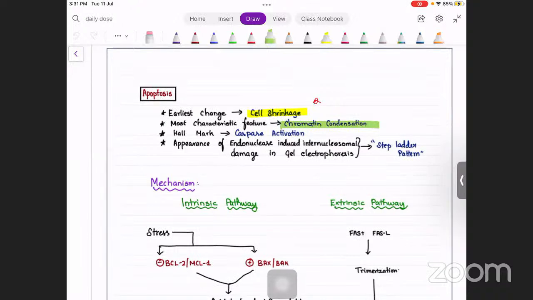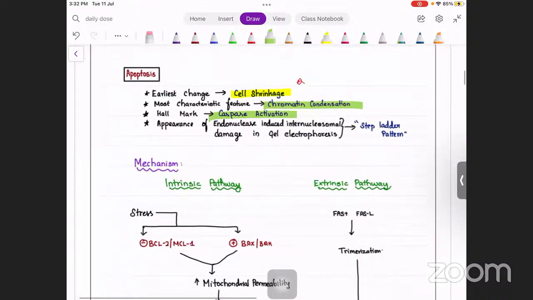And what is the hallmark? The hallmark is caspase activation. Another important MCQ. Whatever I am quoting here are the straight MCQs that have been asked in FMGE that you should not forget. What is the earliest change? Cell shrinkage. Most characteristic feature, chromatin condensation. Hallmark, caspase activation.